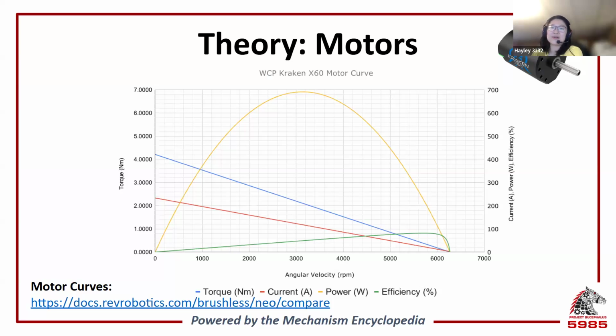The green line here represents the efficiency, which is the percentage of the electrical power being converted into mechanical power. We'll talk about this from a mechanical perspective a little later, but generally there's no need to worry too much about this in FRC just because the matches are relatively short. Mostly you are trying to focus on getting the speed or torque correct.